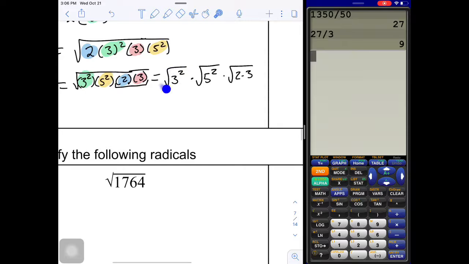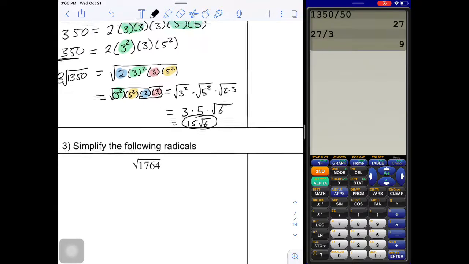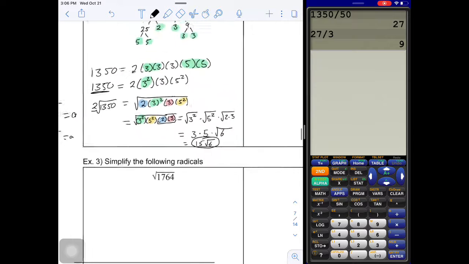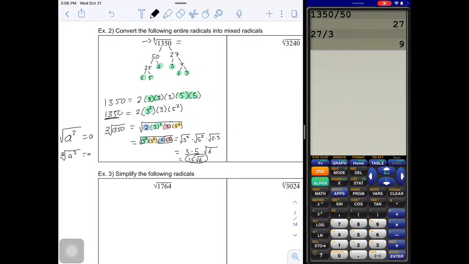And what do you know, the square root of 3 squared simply cancels out and becomes 3. The square root of 5 squared simply becomes 5, and I can simplify 2 times 3 into 6. Now 3 times 5 gives me 15 root 6. So I've now made it into a mixed radical. This thing can be represented as 15 root 6.